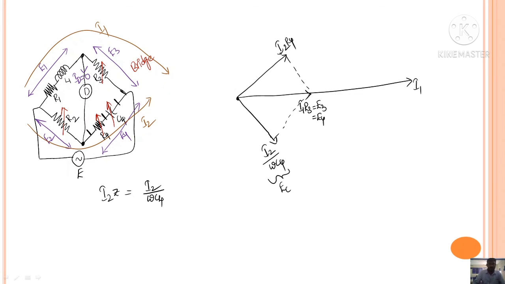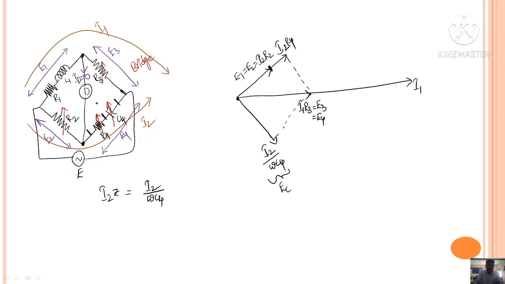Now it is I2 into R4. How is I2 into R2? It is in the same phase. So maybe I can take it here. It is I2 into R2. And what is I2 into R2? I2 into R2 is the same as E2. Let me write here, I2 into R2 is equal to E2. And E2 is also equal to E1 under balanced condition, as the detector current is equal to 0. Now this is E1.